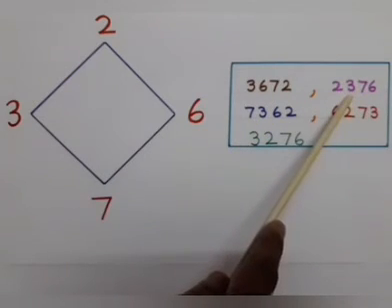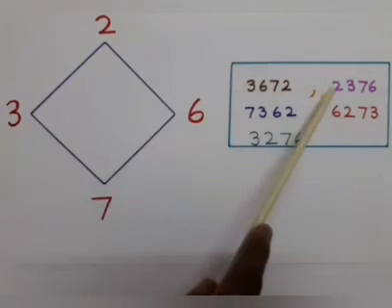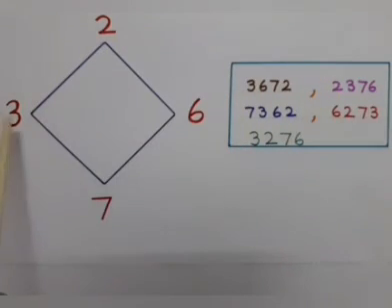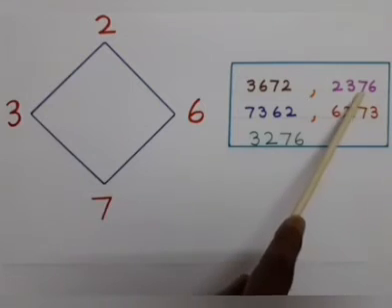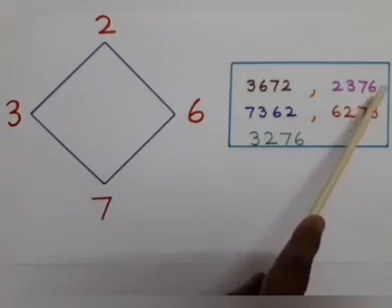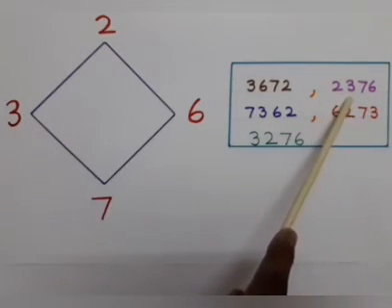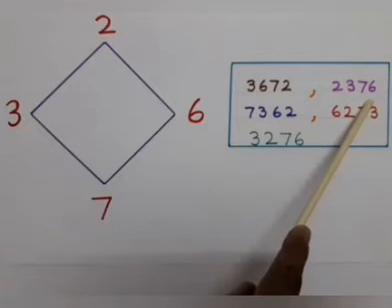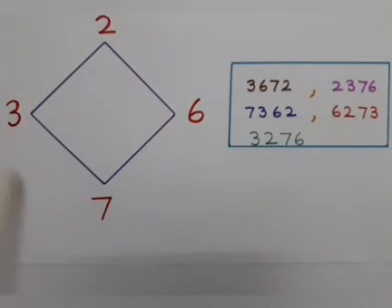Now come to the second one. In the same way, number 2 I wrote here. Number 3 I wrote here. Number 7 I wrote here. And number 6 I wrote here. So this became a second 4-digit number. And children, I did not repeat the numbers. They are all different numbers which are here.